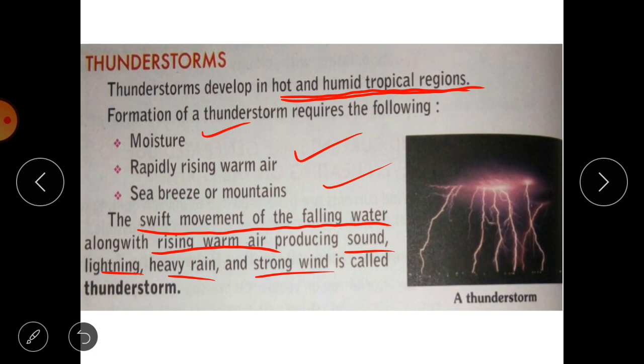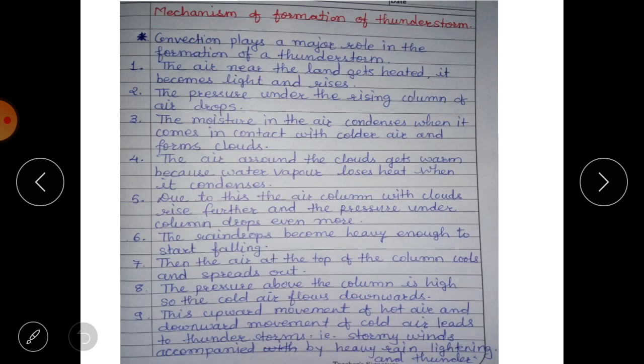Okay, so what is actually a thunderstorm, how it forms, we will see step by step. This is the picture of a thunderstorm, so we will see one by one how it forms. So here is the mechanism of formation of a thunderstorm.